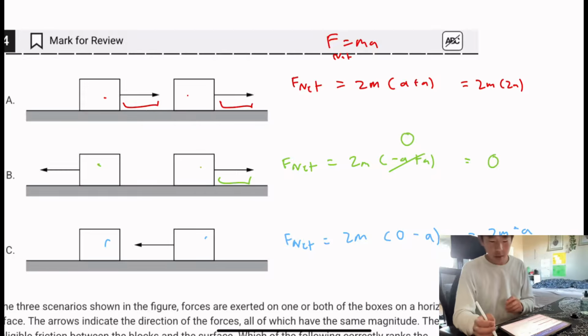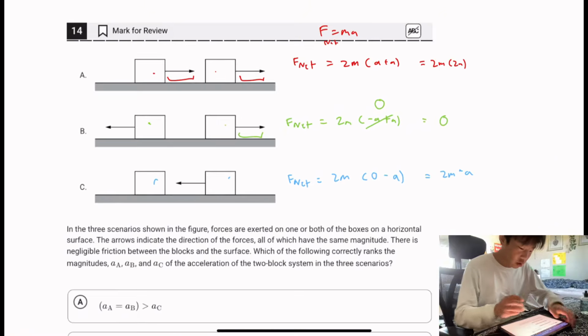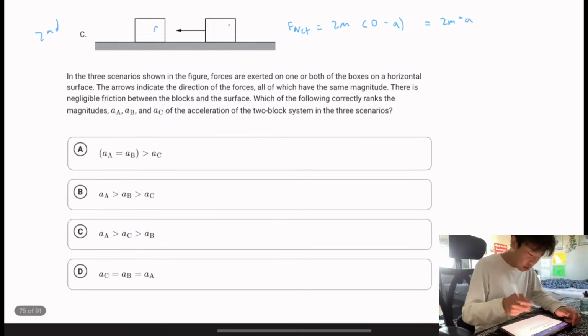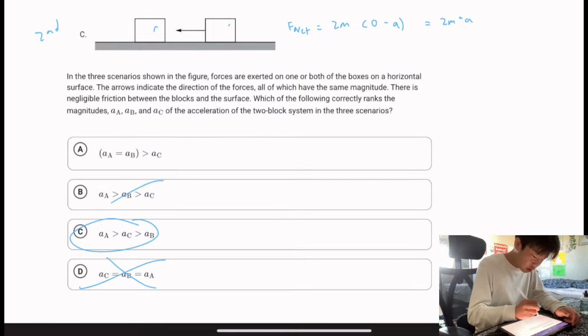So let's use our common sense. Which one is the biggest? Which one is the least? So the answer is going to be, this one is number 1 because it's 2m times 2a. This one is second, and then this one is third because it's literally 0. So it's going to be A, C, B, which is going to be C. Can't be these ones.